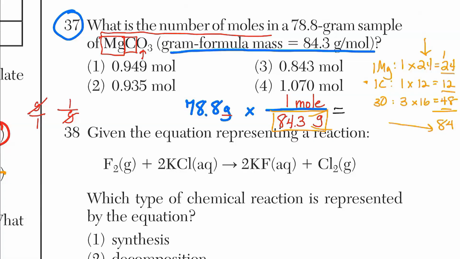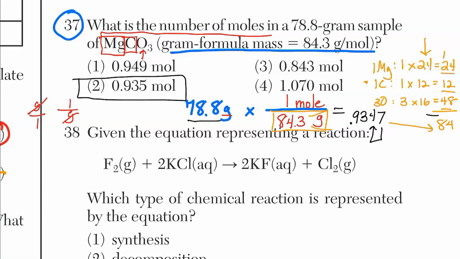Okay, some people don't even see this number and wind up doing that anyway. So I get 0.9347, and there's 3 significant figures, so I should have 3 back. So this 7 makes this go to a 5, so 935, and that's why choice 2 is the answer. So it's just a straight conversion.